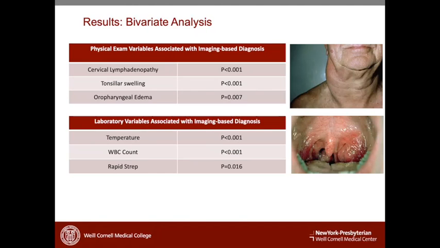The results of our bivariate analysis revealed that several physical exam findings such as cervical lymphadenopathy, tonsillar swelling, and oropharyngeal edema were significantly associated with having an imaging-based diagnosis. Moreover, laboratory variables such as higher temperature and white blood cell count were also significantly associated with having an imaging-based diagnosis.